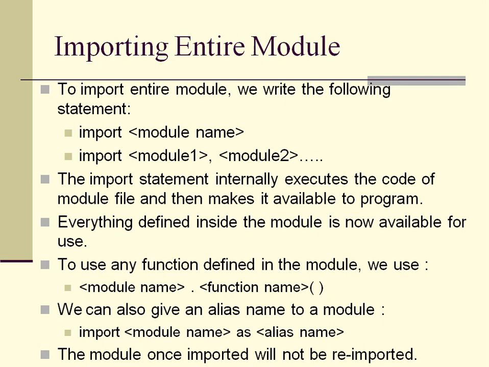And we can also give an alias name to the module. Suppose the module name is very large, for example, matplotlib. It is very difficult to write again and again. So you can just write import matplotlib as MP, or you can write import numpy as NP.